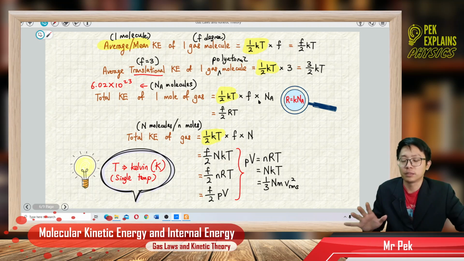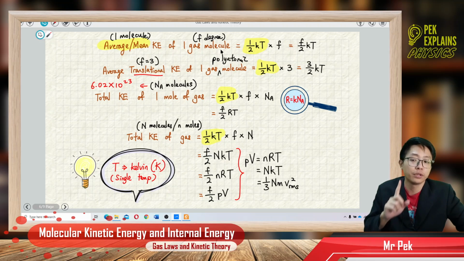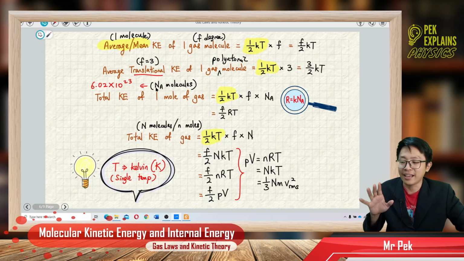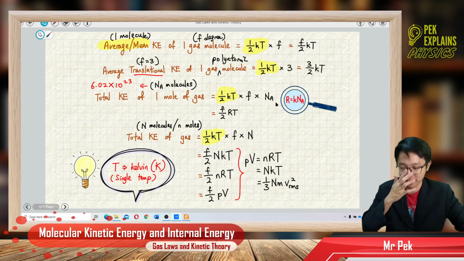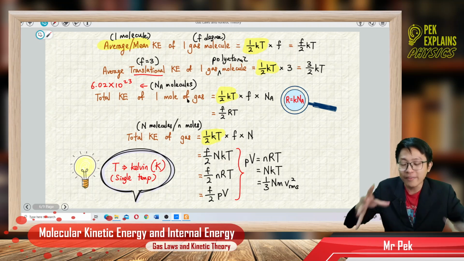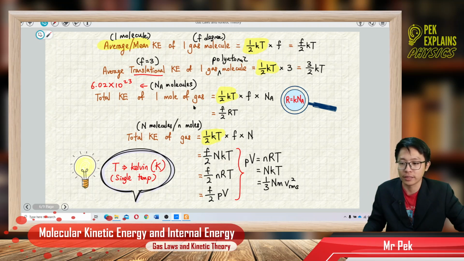So multiply F, because we not only have one gas molecule, we have 1 mole of gas molecules. 1 mole is how many molecules? Na molecules, the Avogadro constant. So we need to multiply by the Avogadro constant, because 1 mole has Na molecules. So the total kinetic energy for 1 mole of gas, you need to multiply by the Avogadro constant.